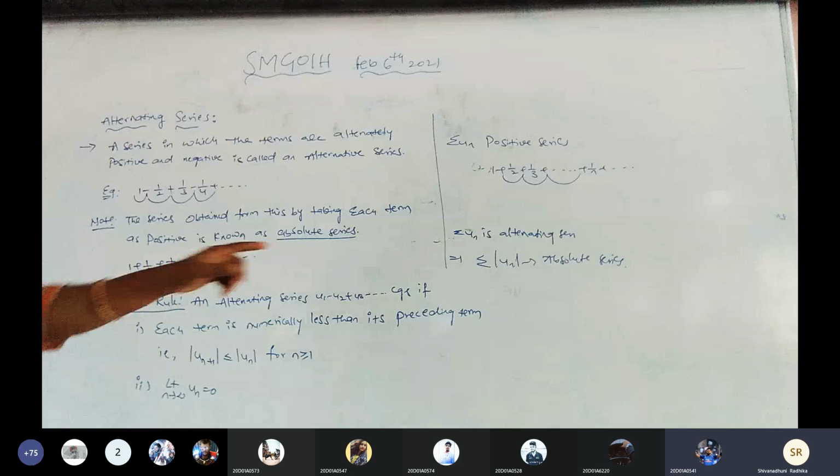Yes, ma'am. Clear, ma'am. Taking this as the alternating series, when we want the absolute series, we apply the mod function to the summation Un. Then we get summation of mod Un, the absolute series. Now the previous many tests are completed. What is the purpose of those tests? We find whether the given positive series is a convergent series or a divergent series.